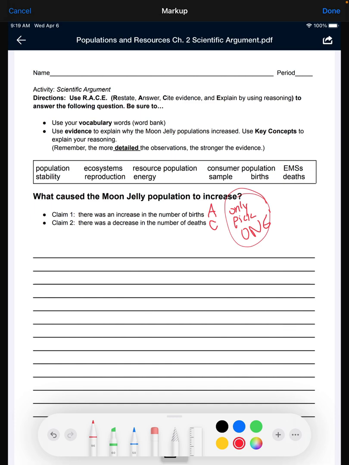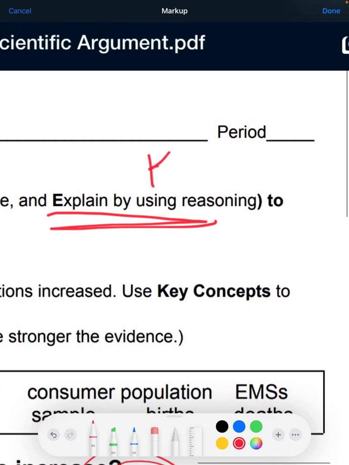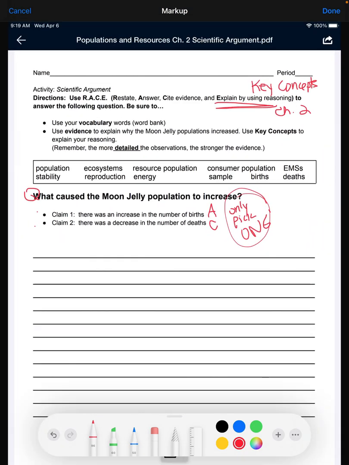Let me talk about your directions. Use RACE. So you're going to restate and answer the question. Here's the question. And then either this one or this one is your answer. Okay? Then you're going to cite the evidence. That's either evidence card A or evidence card C. You're going to tell me what's on there. And then you're going to explain by using key concepts from chapter 2. So it shouldn't be very long. You're only using one piece of evidence.